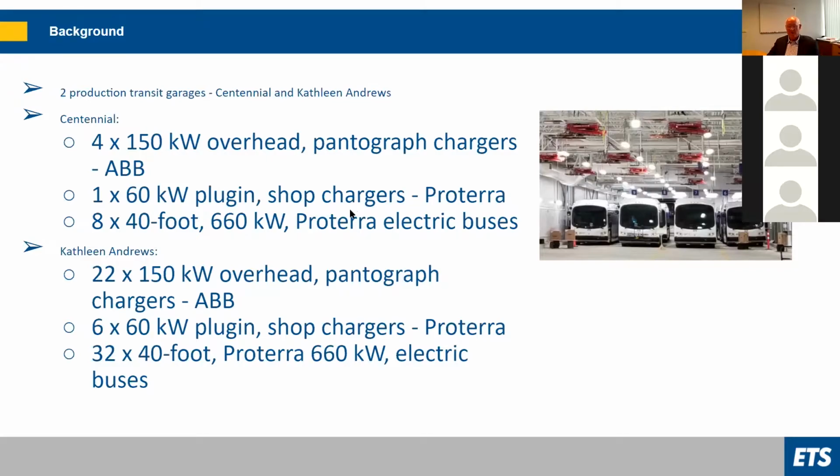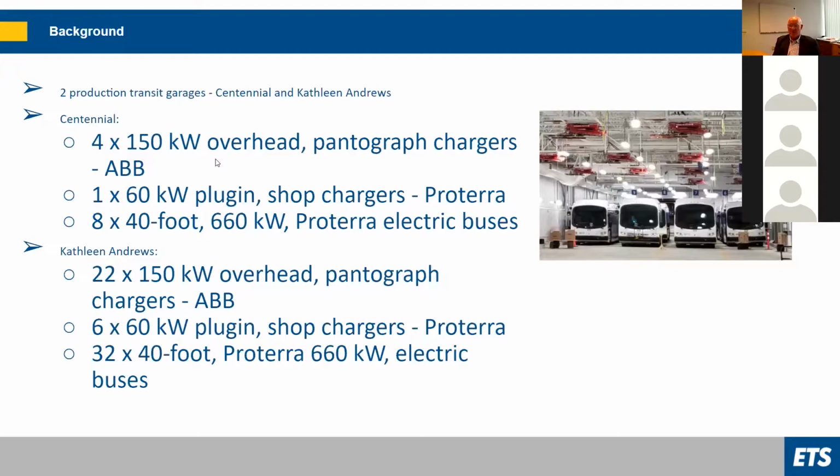And operating out of Centennial, we've got 8 660 kilowatt Proterra buses. Centennial Garage was originally intended to be our research and development garage for the electric bus and the electrification of the fleet. But we quickly found out that we could use it as a fully operational service garage, which is why we've got 8 buses. And the reason there's only 8 is because with the power available in that garage, we can only run the 4 150 kilowatt overhead chargers.